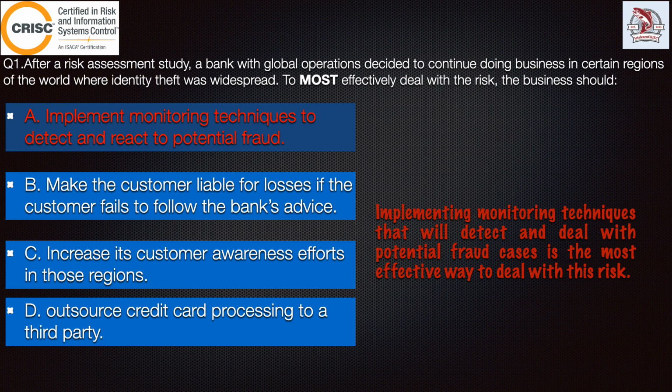Right? Option D, that is, outsource credit card processing to a third party. This option is also incorrect because if the bank outsources its processing, the bank still retains liability. Right? Let's move ahead to the next question.